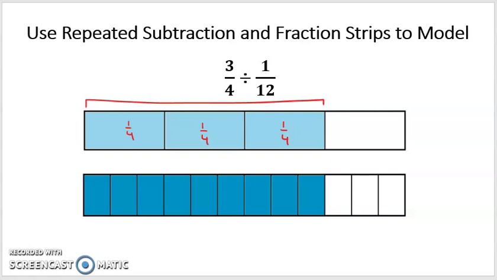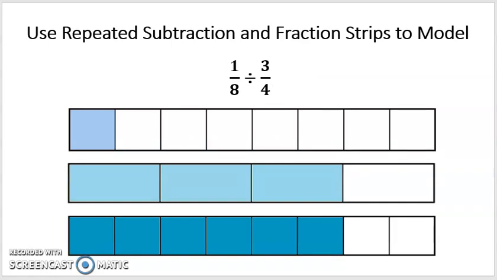Now, 3/4 divided by 1/12: how many 12ths can I subtract from 3/4? So I represent my 12ths down below in the dark blue. Actually, they line up perfectly. So each of these, 1, 2, 3, 4, 5, 6, 7, 8, 9 sections, 9 12ths can be subtracted from my 3/4. So 3/4 divided by 1/12 equals 9.